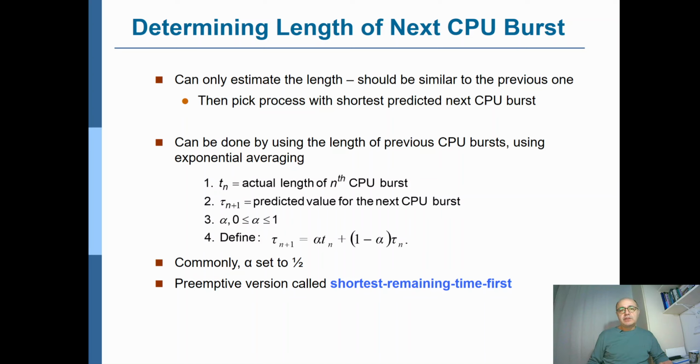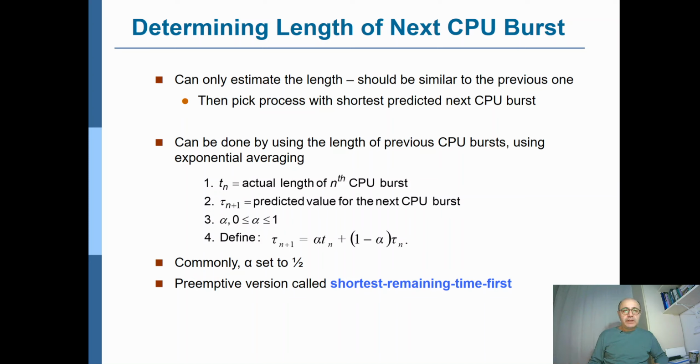While discussing shortest job first, we assumed we know the length of the next CPU burst. But how can we predict the length of the next CPU burst? That's still an open problem. What we can do is look at what has already happened and make some estimations for the near future. So assume that we have already observed the nth CPU burst, and we're trying to predict what will happen for the n plus first CPU burst.